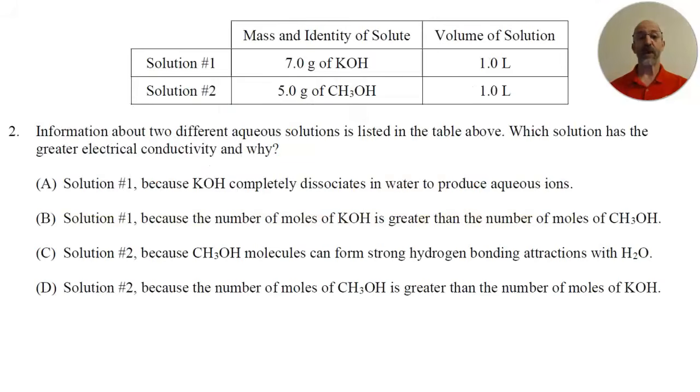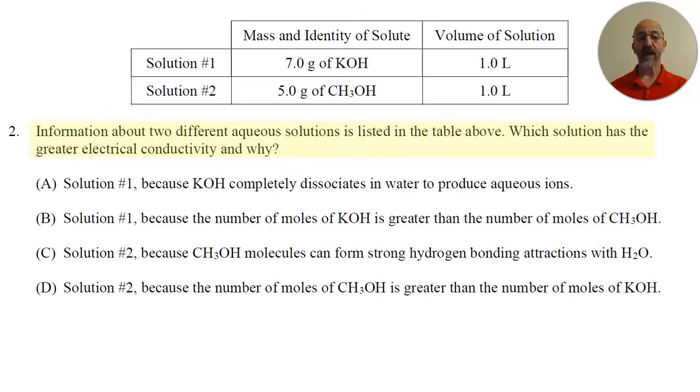In question 2, we are given a data table. It says solution 1 and solution 2. We are given the mass and the identity of the solute and the volume of solution. And question 2 says, information about 2 different aqueous solutions is listed in the table above. Which solution has the greater electrical conductivity and why?